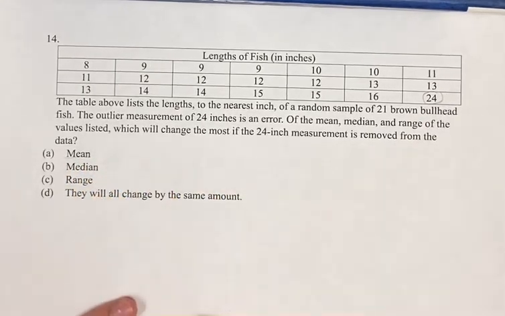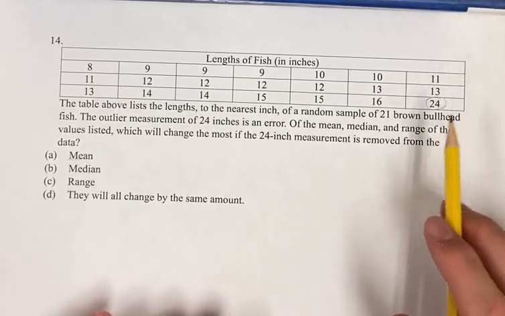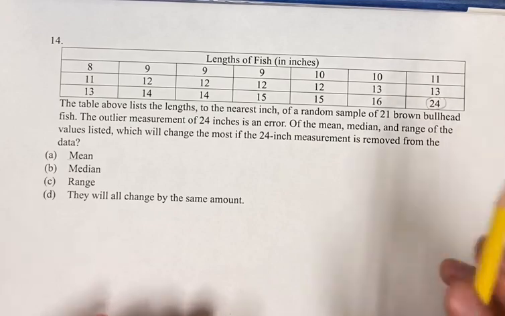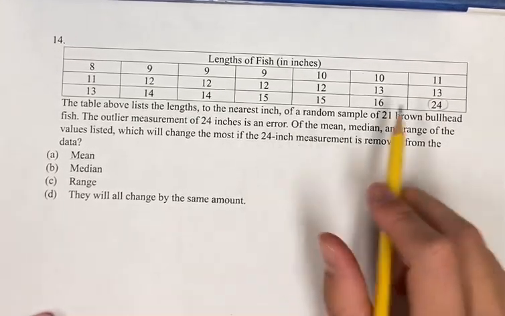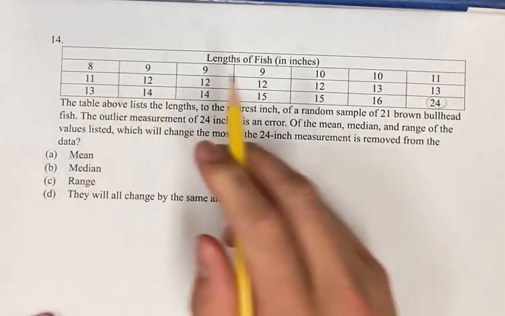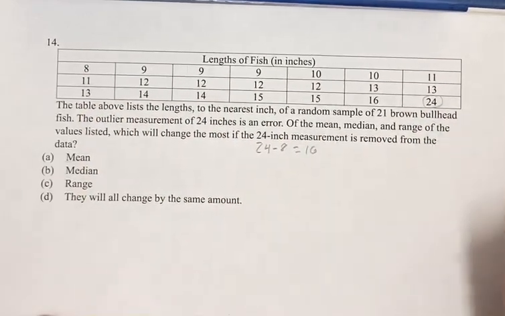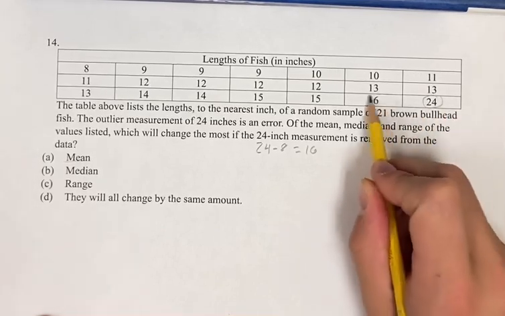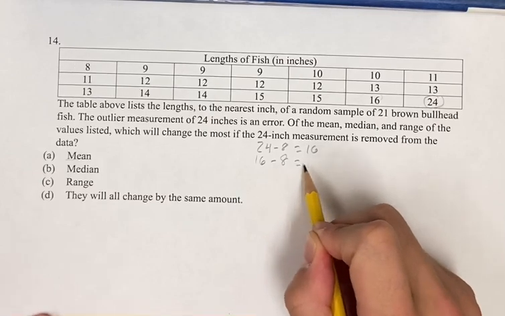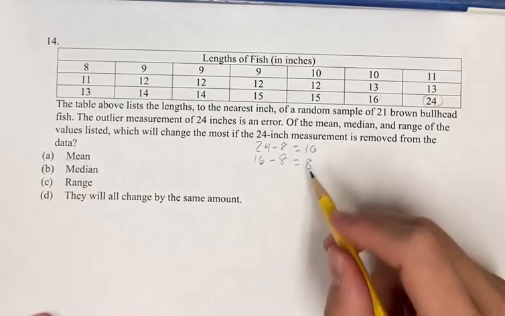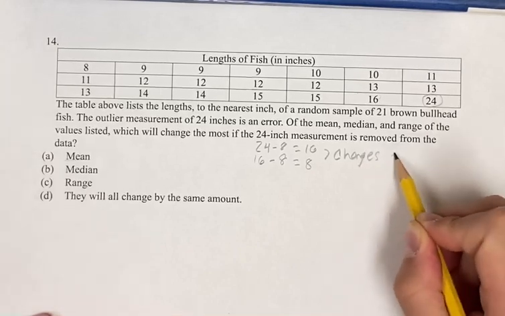median and the range, since the range is the difference between the largest and the smallest, before the 24-inch is removed, the difference between the largest and the smallest is 24 minus 8, which is 16. And then once you get rid of it, the largest is now 16, and the smallest is still 8. So it goes from 16 to 8, so it changes 8 inches.